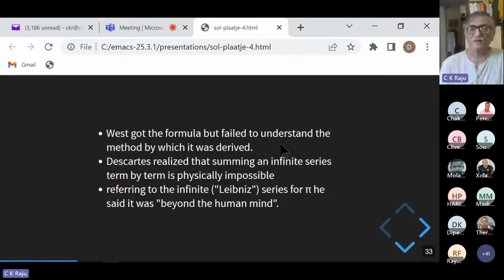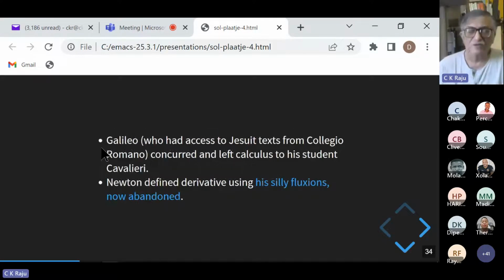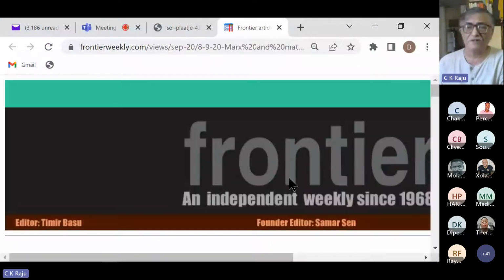So Descartes said, how do you sum an infinite series? He said it is beyond the capacity of the human mind. All right. That's Descartes, the big philosopher. Galileo, who had access to Jesuit text sources from Collegio Romano, concurred with Descartes. This is in his letters, which are cited in my book, and he left calculus to his student Cavalieri. And what did Newton do? He defined derivatives using silly fractions. How silly are fractions? You never use them.